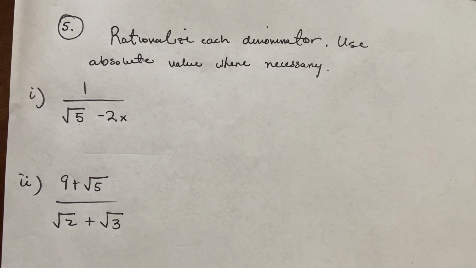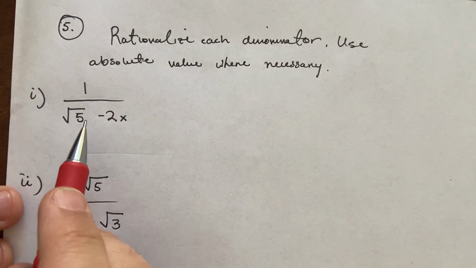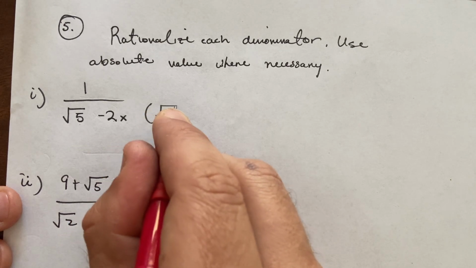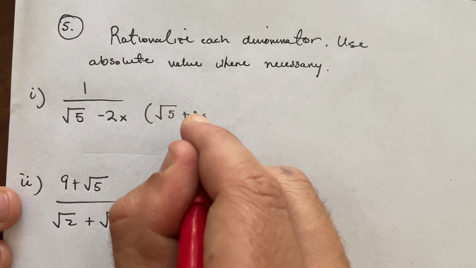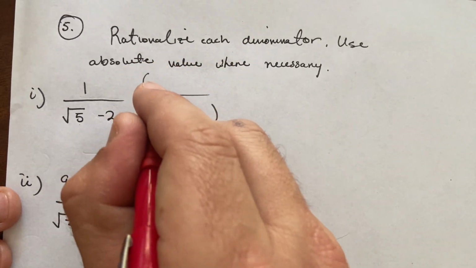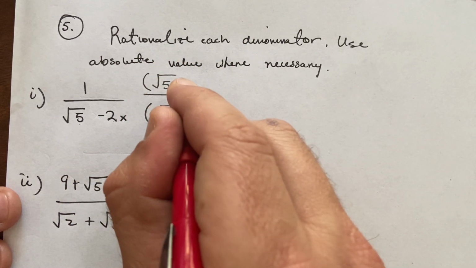Okay, all right. So number 5, rationalize each denominator, use absolute value where necessary. Rationalize means we're going to use the conjugate a lot of times throughout these types of problems. So the conjugate of root 5 minus 2x will be root 5 plus 2x. So what I do to the bottom, I'm going to also do to the top.